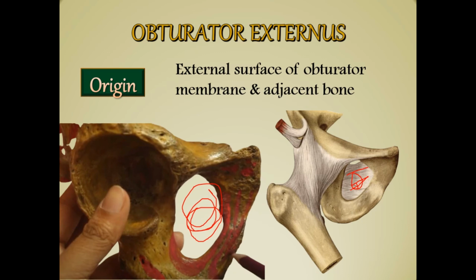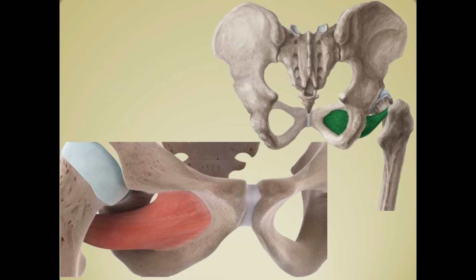Adjacent bone is this. As I already told you, this is the origin point of the obturator externus muscle. So the adjacent bone is this part, and then the obturator membrane. In the picture on this side, the adjacent part is this region of the superior pubic ramus. So this is the origin of the obturator externus muscle.